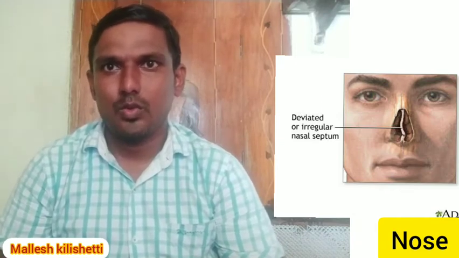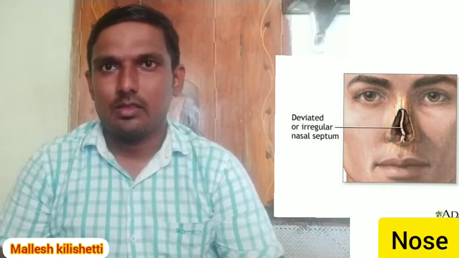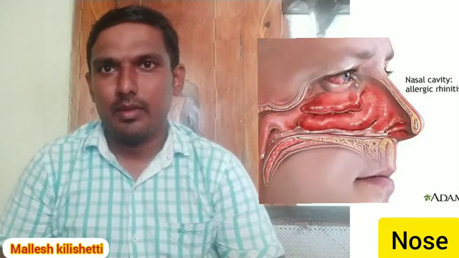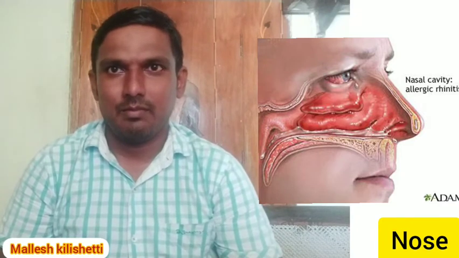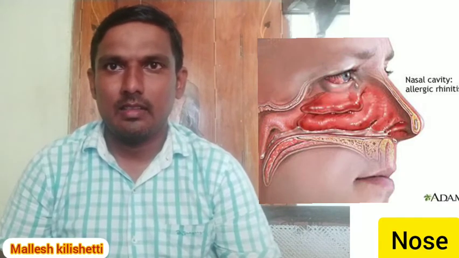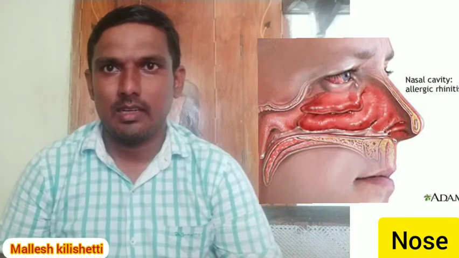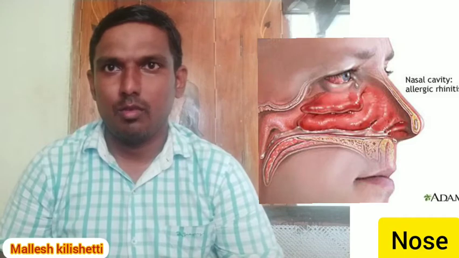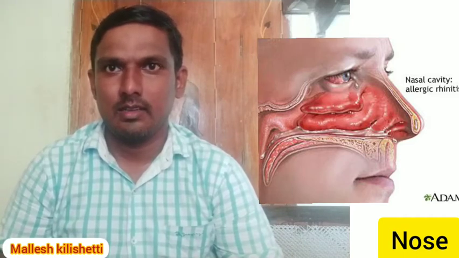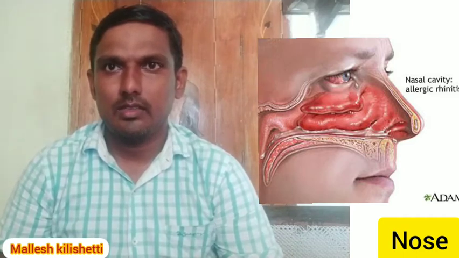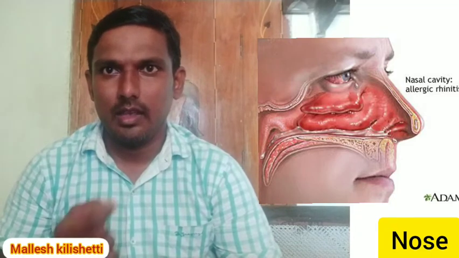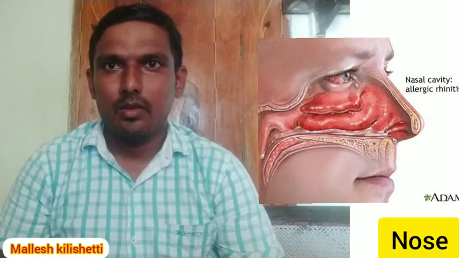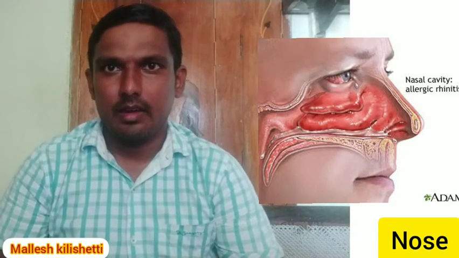It is divided into two halves, and this nasal cavity contains the mucous membrane. This mucous membrane is always wet, and the surface of the mucous membrane contains small hairs inside the nose. What is the reason? Any dust particles entering through the air will stop here only, in the nose.